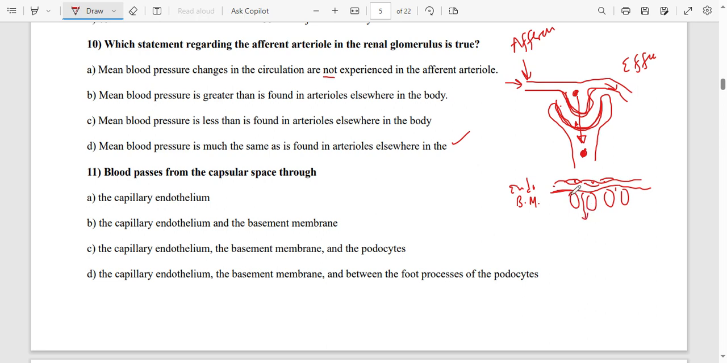So contents do not pass through the podocytes, but will pass through the foot processes or the openings which are left by the podocytes. So the best answer is this one: it does not pass through the podocytes themselves.